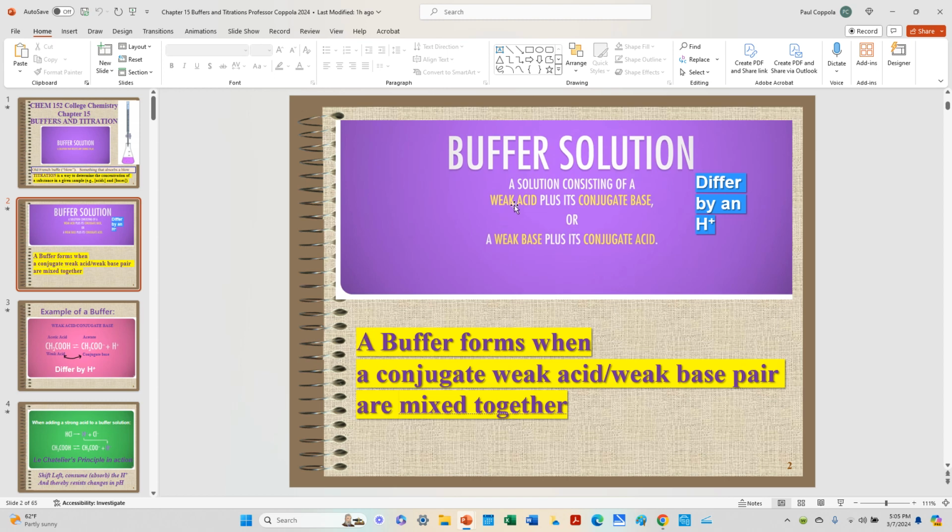How do you form a buffer? It's a solution consisting of a weak acid plus its conjugate base, or a weak base and its conjugate acid. Remember, the conjugates differ by an H+. Another way to talk about a buffer solution, and this is what Active Chem does, a buffer solution forms when a conjugate weak acid, weak base pair are mixed together. Same thing. Both of these are the same, just expressed a little differently.